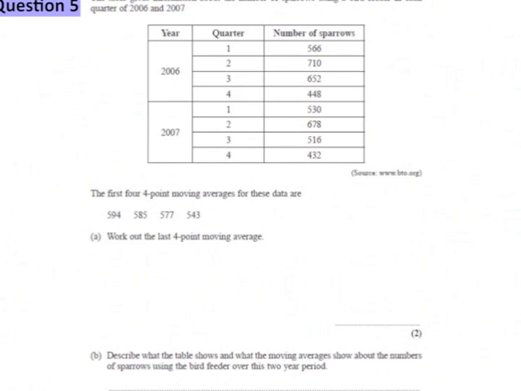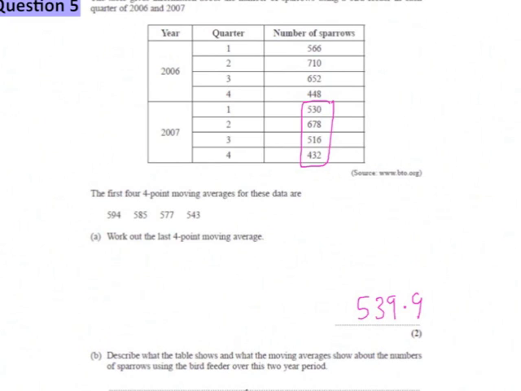Question number 5. The table gives information about the number of sparrows using a bird feeder in each quarter of 2006 and 2007. The first 4-point moving averages for these data are as follows here. We're asked to work out the last 4-point moving average. So we're going to add up these 4 values and divide by 4. 539.9.